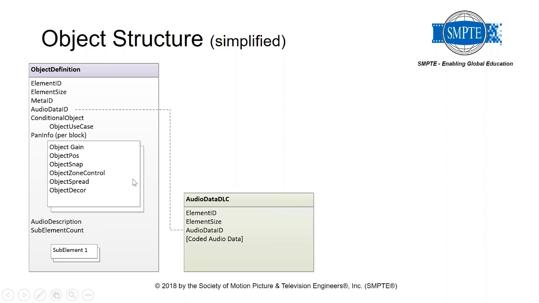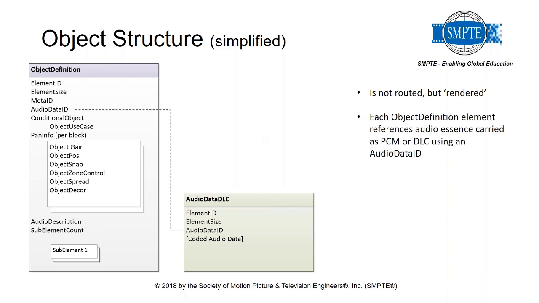Again, you can have audio description information, and sorry, a minute ago I misspoke. I said it's freeform text. There are defined descriptions such as music, effects, dialogue, typical things for cinema soundtracks, but you are also able to carry freeform text if you desire. Objects do support sub-elements, and so there's a sub-element count, and we'll look at what those are later. As mentioned, objects are not routed, but they are rendered.